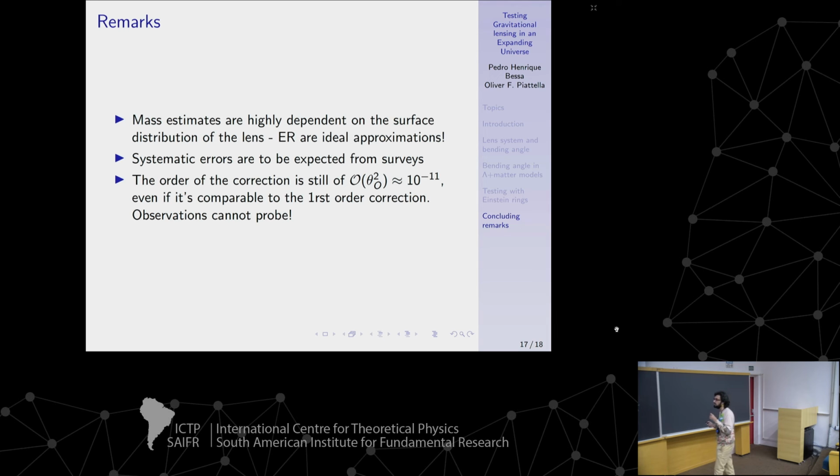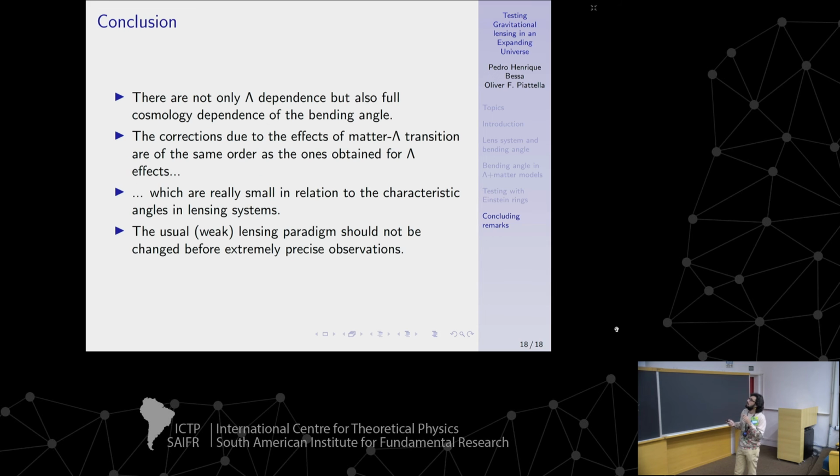all of these systems have systematic errors. The mass estimates are really complicated because you have to assume a mass profile already. There are no perfect Einstein ring systems, just as there are no perfect Schwarzschild lenses. And the order of the correction is still really, really small. Beyond first order, in conclusion, there's not only a dependence on lambda, but also on the full cosmology. The correction is of the same order as the lambda correction. However, it is really small. We cannot measure it so far.